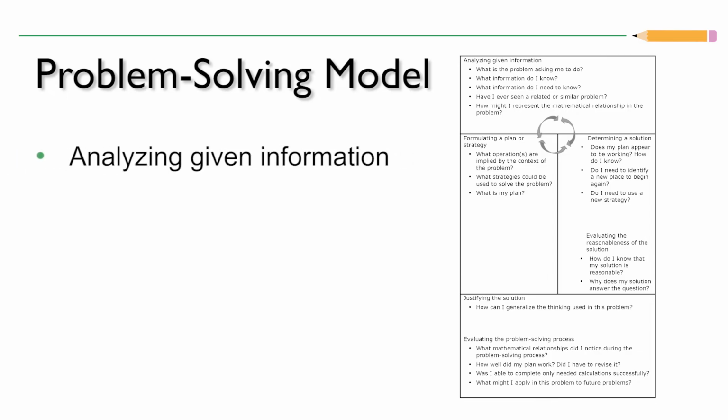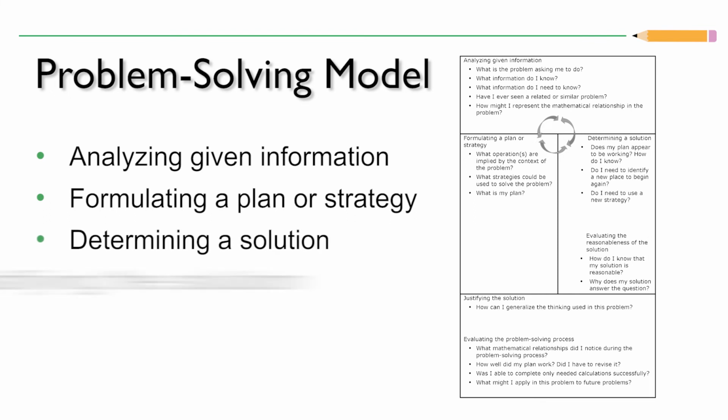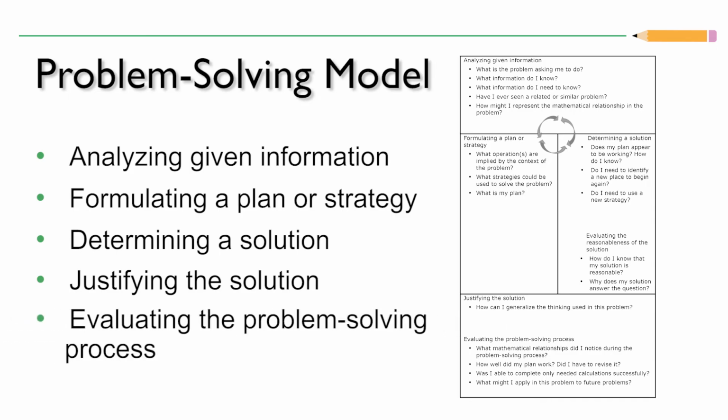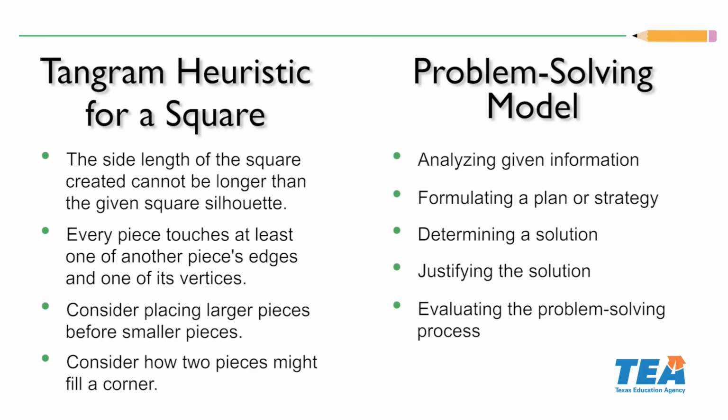The problem-solving model in the Mathematics Texas Essential Knowledge and Skills, or TEKS, is a heuristic. It is a helpful heuristic when a solution path for a problem is not obvious or clear. Each step in the heuristic guides one along a problem-solving path. Because it does not tell exact steps to follow to determine a solution, this heuristic can be applied to problems across strands and problems of varying levels of complexity. Let's compare our Tangram heuristic for a square to the problem-solving model in the mathematics TEKS.